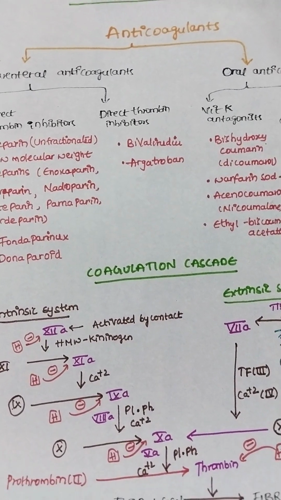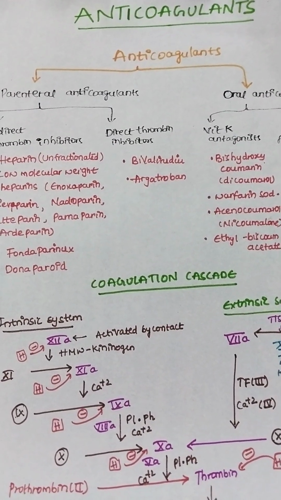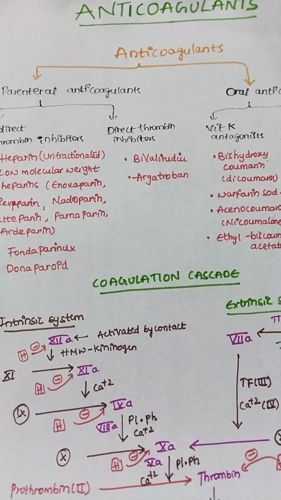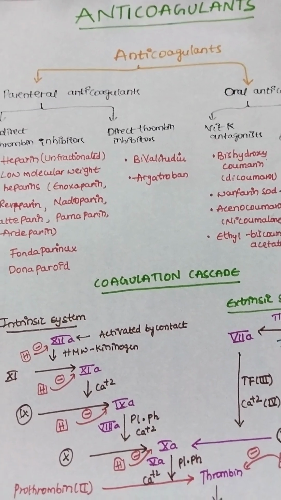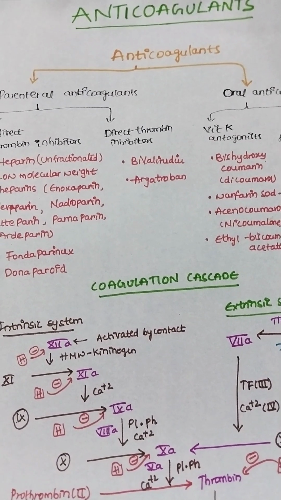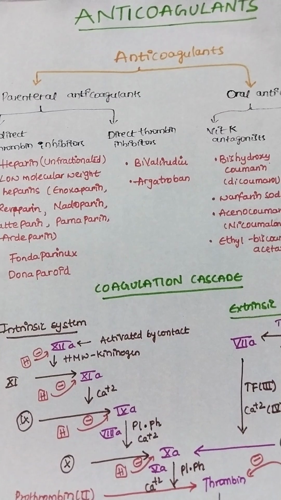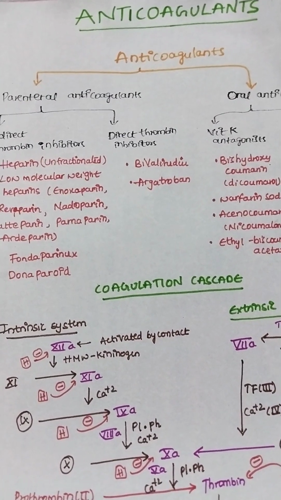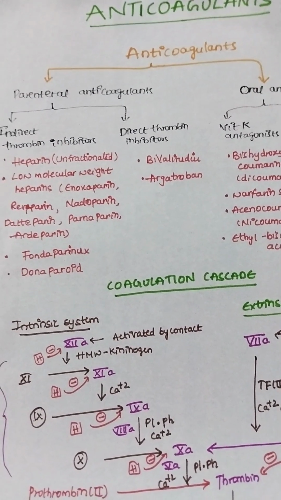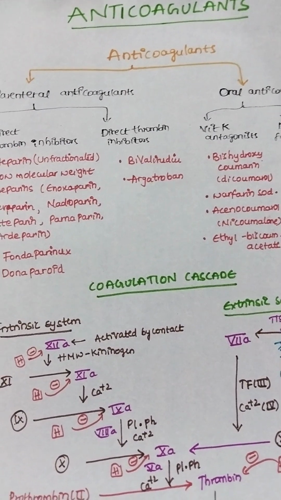Hello guys, today we are going to discuss anticoagulants. So what is meant by anticoagulants? Means which prevent the coagulation. So first we'll quickly go through the classification of these. Anticoagulants are classified as parenteral anticoagulants and oral anticoagulants.